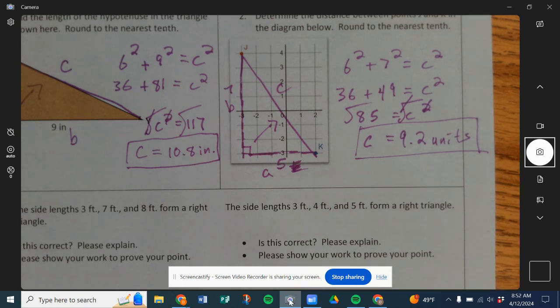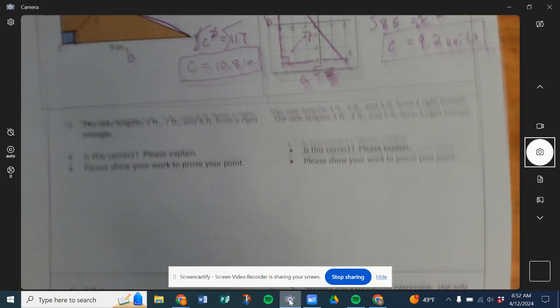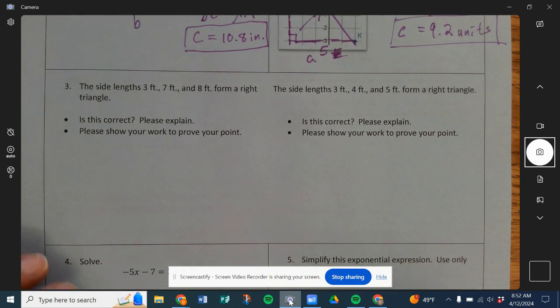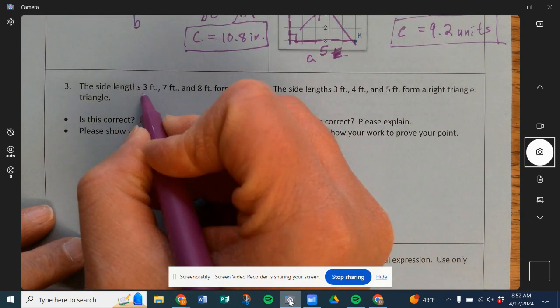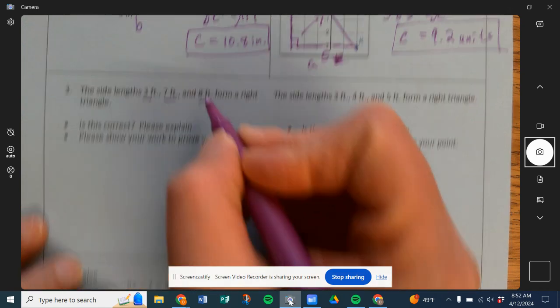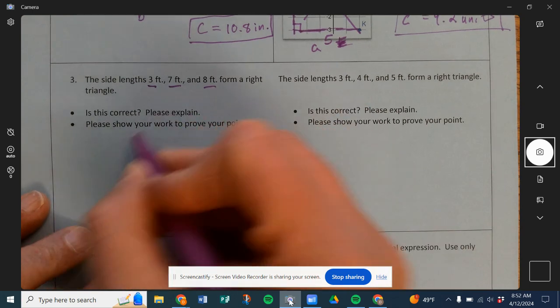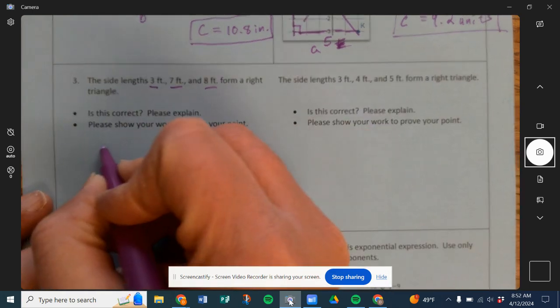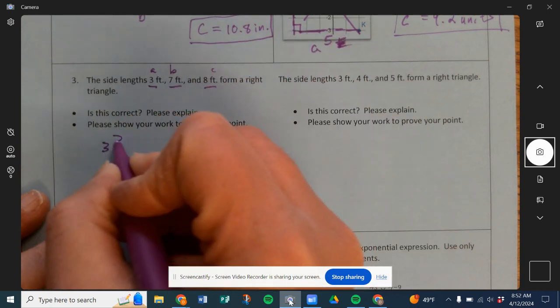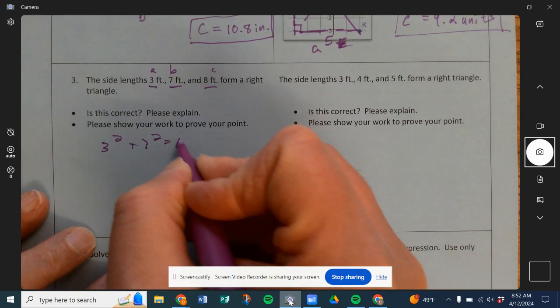Okay. So let's see. Similar here, right? Similar in that we're using the Pythagorean theorem, but we have 3 numbers instead of 2 numbers, like in the previous 2, right? So what we're going to do is we're going to test to see if this is a right triangle or not. So this is my short side, so that'll be A, that'll be B, that'll be C. So it's going to be 3 squared plus 7 squared equals 8 squared.